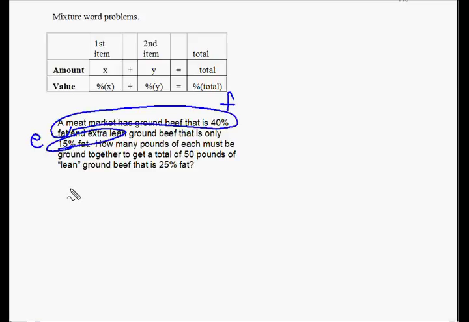Now we're going to write the first equation with the amounts, and I don't know what amount of fat ground beef I have or the amount of extra lean ground beef I have, but I know when I'm all done I should have 50 pounds. So this is our amount equation.